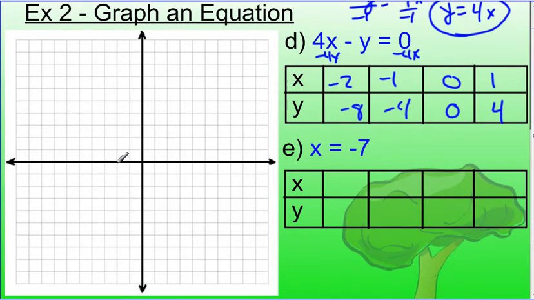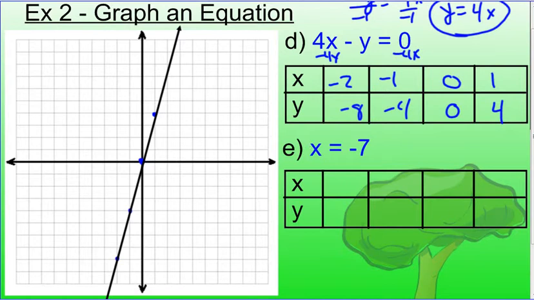Let's see, we graph it. Go x to negative 2, y to negative 8. x to negative 1, y to negative 4. x to 0, y to 0. x to 1, y to 4. So you have a nice straight line. Let's go ahead and graph it. Again, use like the side of a paper or a textbook or a ruler to make your line nice and pretty and straight like mine. And there's that equation.